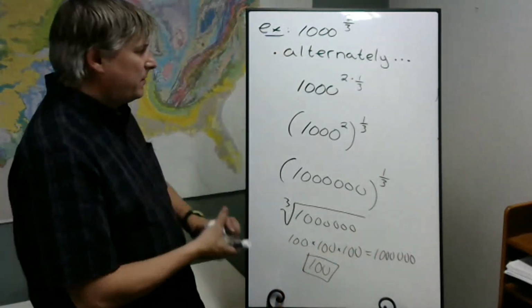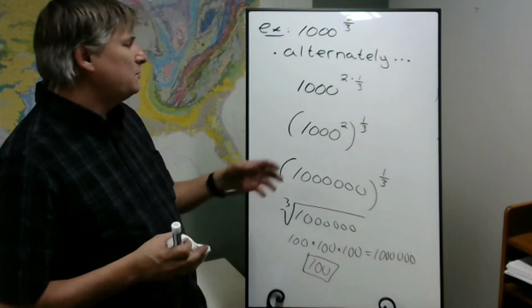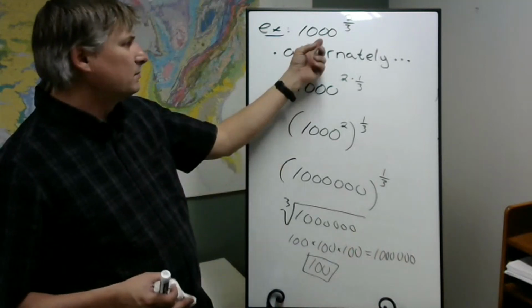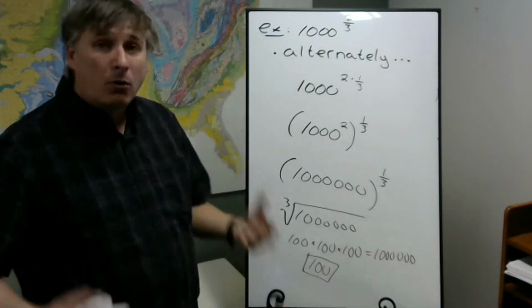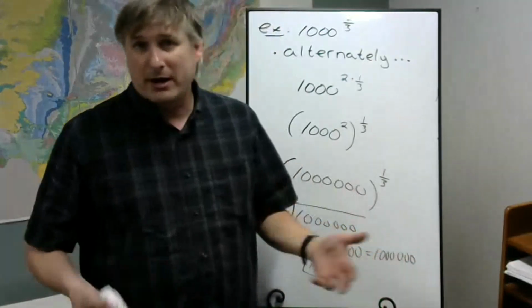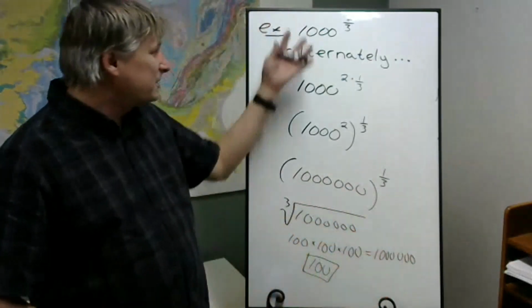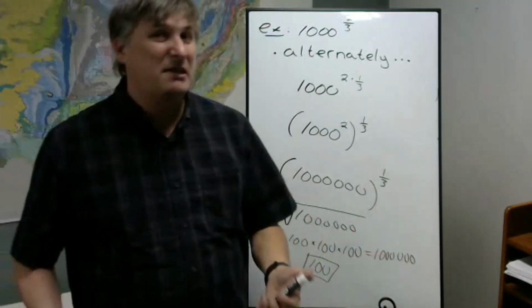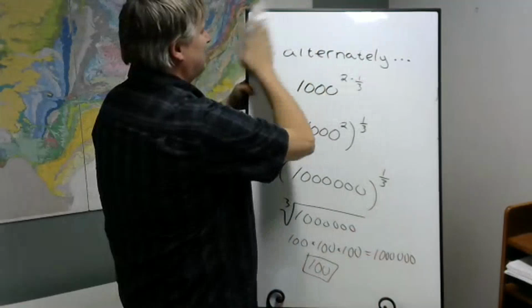So something to think about with these is you can do, say, squaring 1,000, get 1,000,000, and then take the cube root of 1,000,000. Or you can take the cube root of 1,000, which gives you 10, square that 10, and you still get the right answer, 100. So different approaches can maybe make it easier. Could be easier depending on which approach you use.